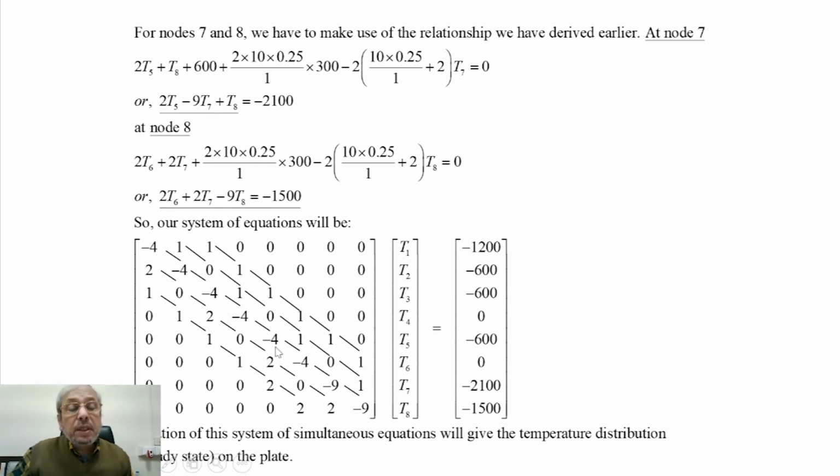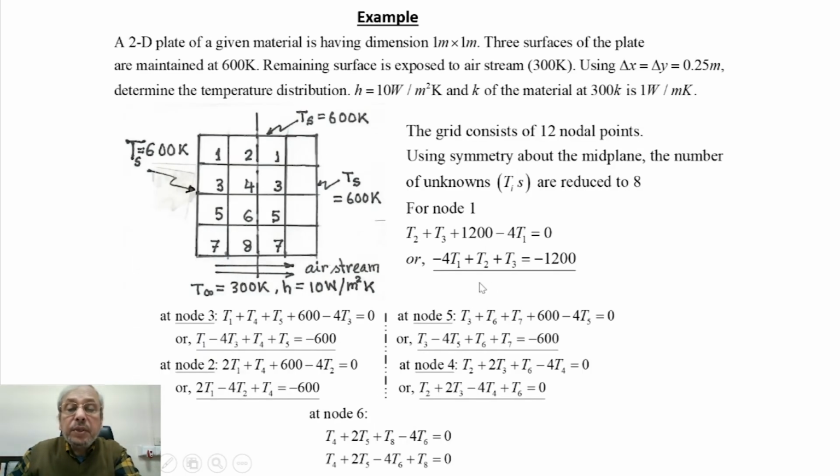So we can now form a matrix: coefficient matrix, into unknown vector, equal to a known vector. And the coefficient matrix will have the coefficients of the temperatures of the unknown points. Like if we go, our first equation will be minus 4T1 plus T2 plus T3. So T1 will have a coefficient minus 4, T2 will have a coefficient 1, T3 will have coefficient 1, T4 to T8 are absent here. So we'll write 0 as their coefficients and we'll write minus 1200 on the right hand side.